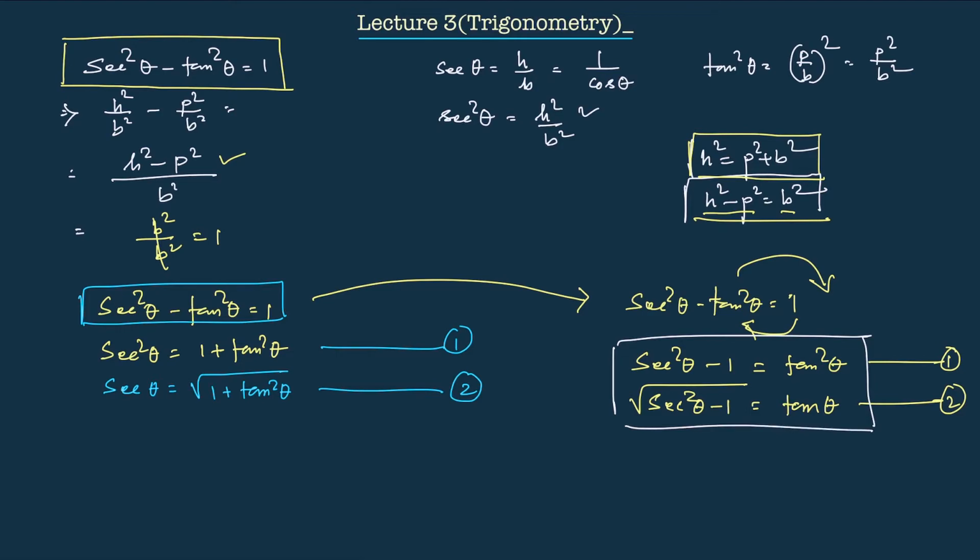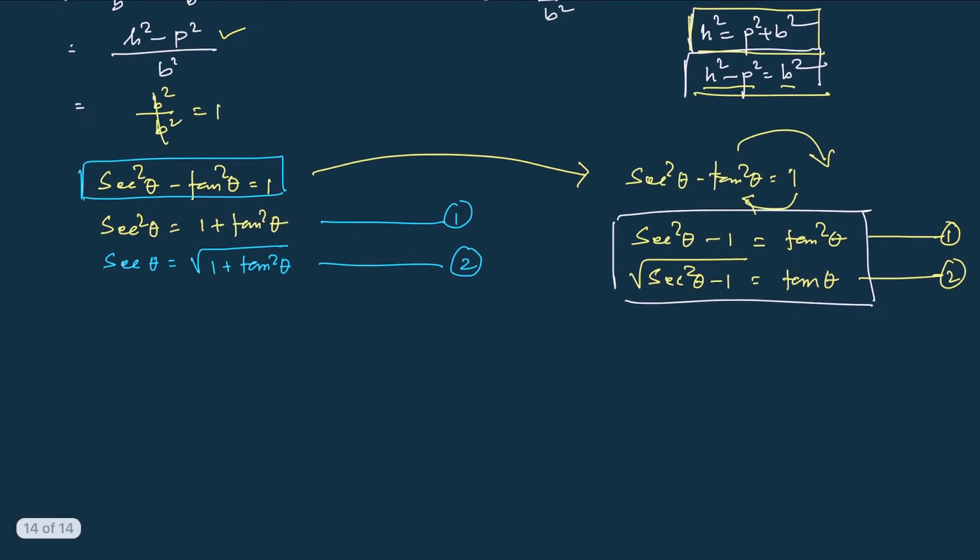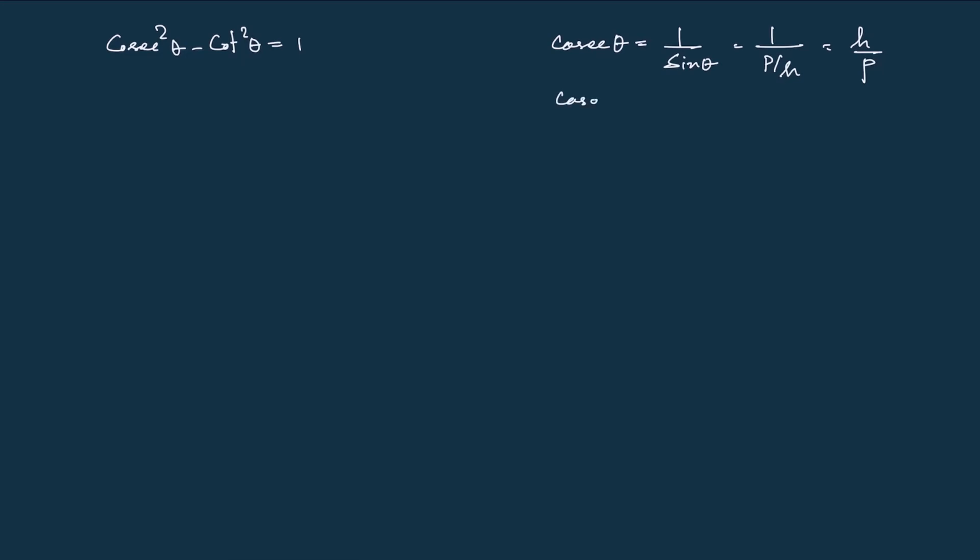Okay, next, cosec square theta minus cot square theta will be 1. How? Because cosec theta is equal to 1 by sin theta. What is 1 by sin theta? 1 by p by h, so it is going to be h by p. So cosec square theta will be h by p whole square, which is h square by p square. So here, instead of cosec square theta, I am going to write h square by p square.